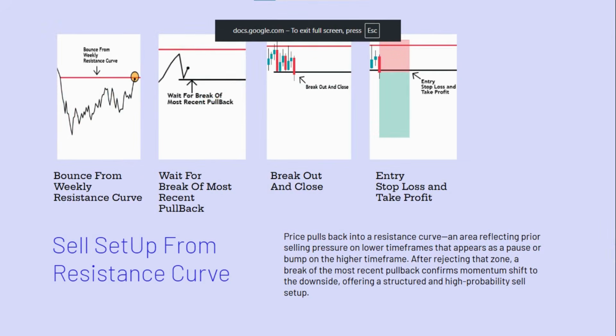Now the sell setup from a resistance curve. Price bounces from a resistance curve, again, a softer rejection, usually a pullback on the lower time frame. Once you see that rejection, switch to the daily and look for the break of the most recent pullback to the left. Once it breaks, that confirms your sell.